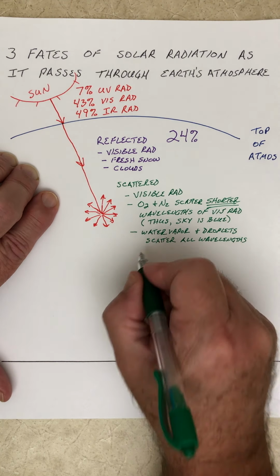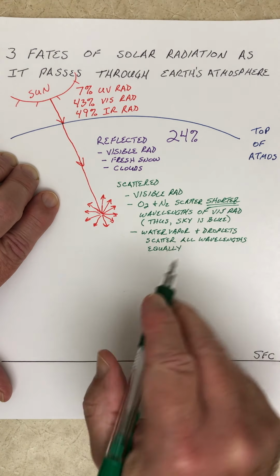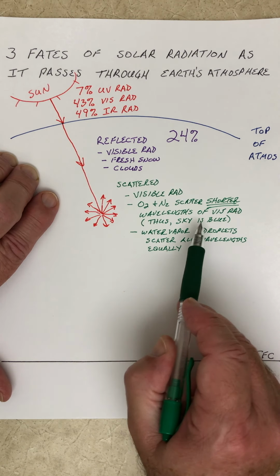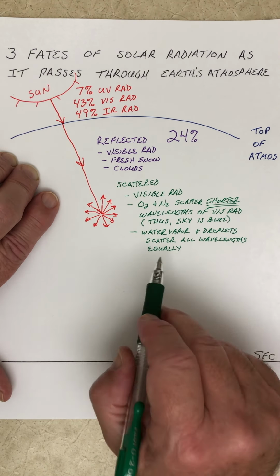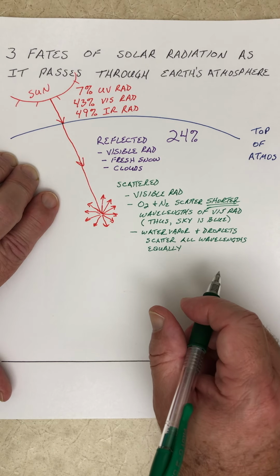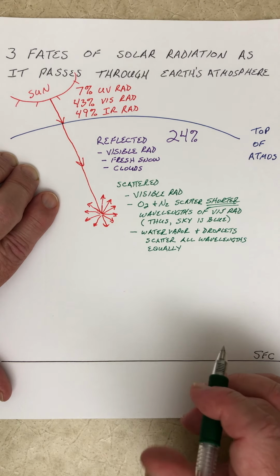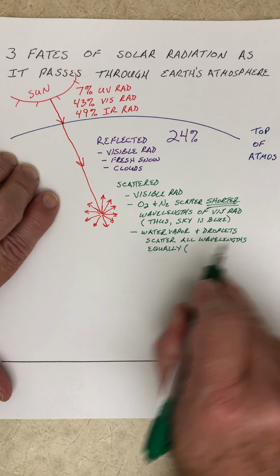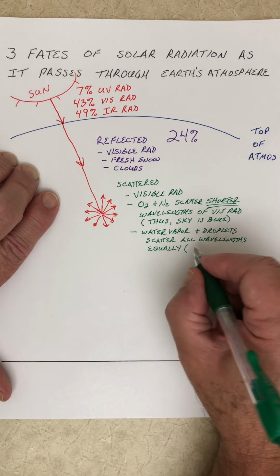All wavelengths equally. So whether it is the wavelengths of blue visible radiation or green visible radiation, yellow, orange, red, it doesn't matter. It scatters all wavelengths equally well. And as you know, when you put all the colors together, you get white light. So as a result of water vapor and water droplets scattering all wavelengths of visible radiation equally, you end up with white clouds.